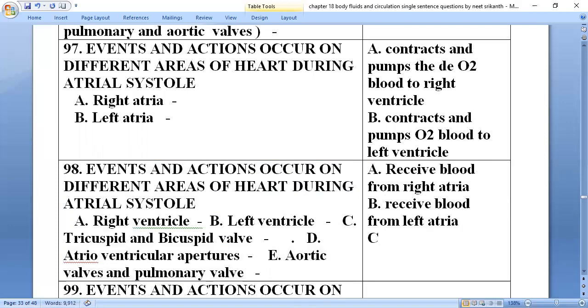Okay. Then what are the tricuspid and bicuspid valves doing this time? We need to say whether the valves are open or closed. So they are open now. Why? Blood should come from atria to ventricles. Next, another question: atrioventricular aperture. It is the same, so we have to say they are also open. And the aortic valve and pulmonary valve, the semilunar valves, are closed at this time.